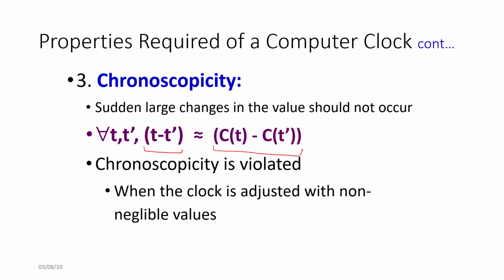One is that, of course, as time progresses, the values that the clocks show vary, right? That is a natural behavior. But many times we also correct clocks to account for drift and divergence and so on. So this is where the property of chronoscopicity becomes important. We want to vary our clocks gradually. We don't want to do major, sudden changes. So this is something that we would like to avoid.